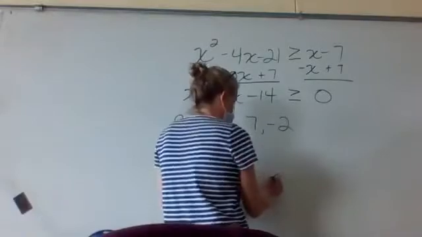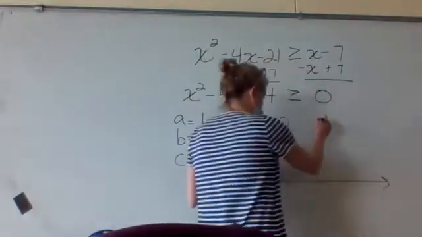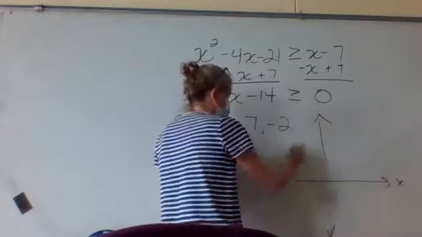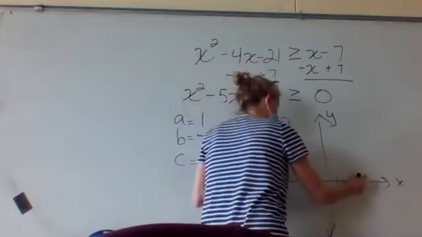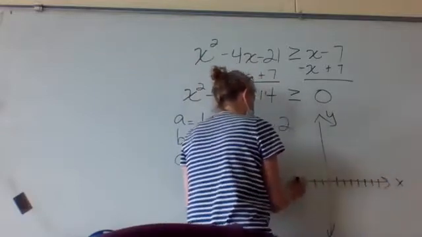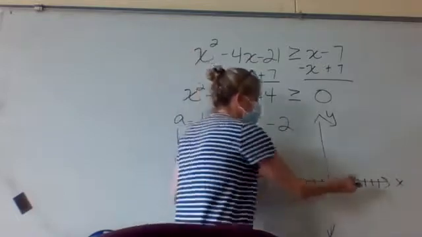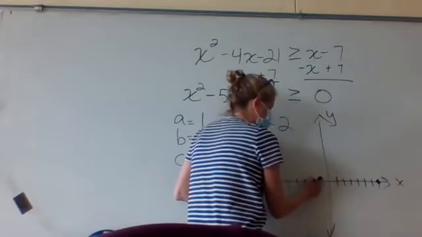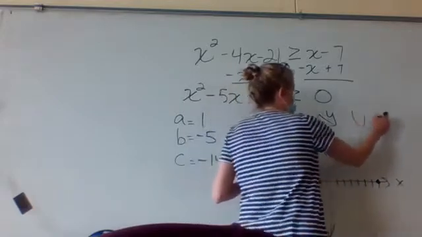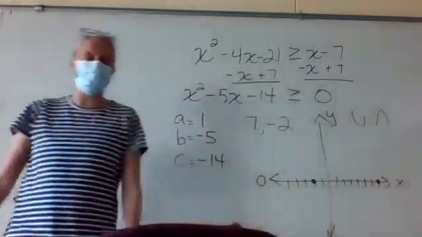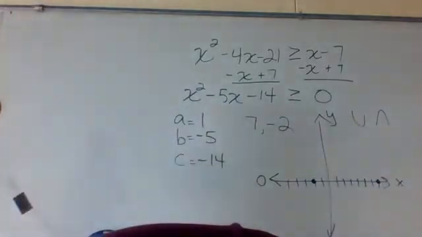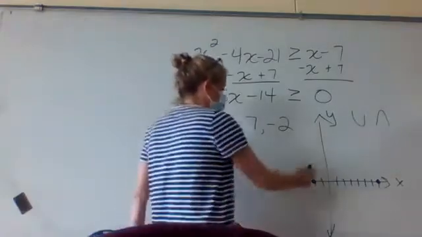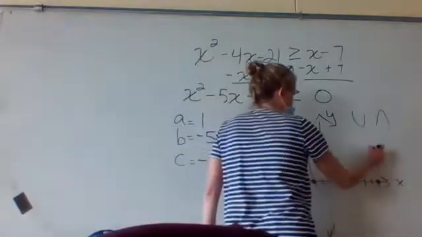So let's look at that on the graph. It's going to cross the x-axis at positive 7 and negative 2. And then remember, you're going to draw your parabola either regular or upside down. Since this one's x squared again is positive, it's going to be a regular.